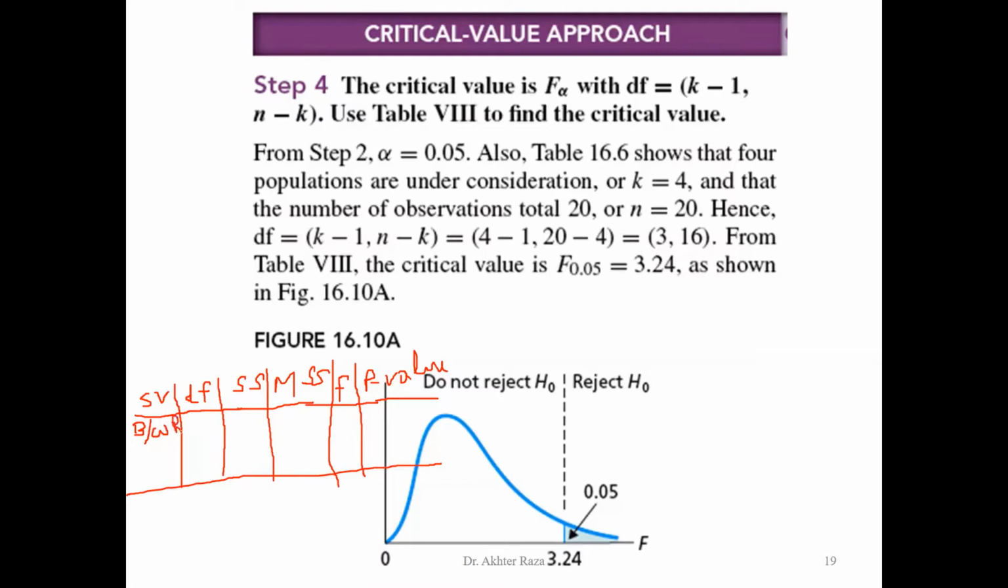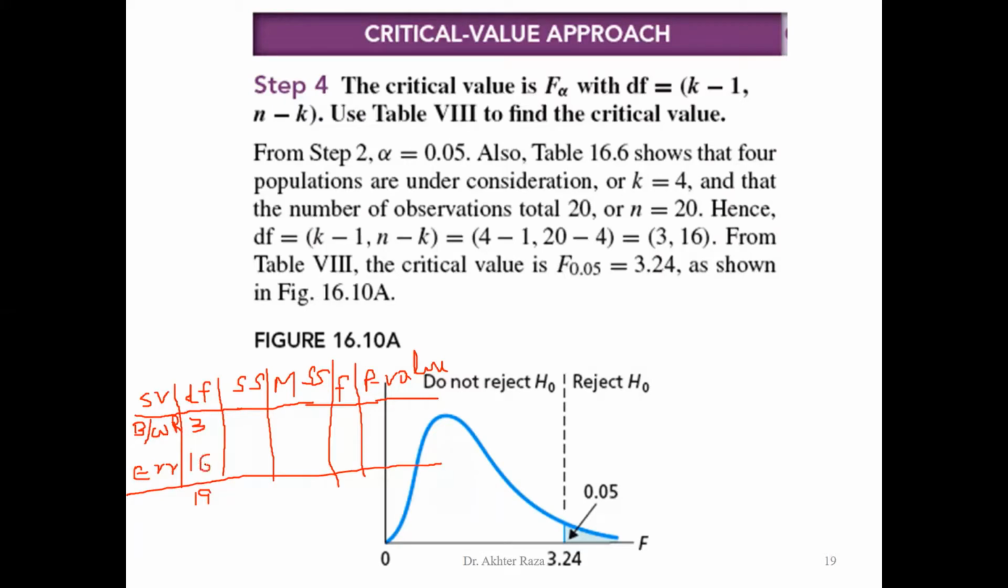R stands for the region, and here we have error, which is within region. The degree of freedom of regions is 3, because we have 4 regions. Total observations are 20, so we have 19 degrees of freedom. If I subtract 3 from 19, we have 16 degrees of freedom for error.